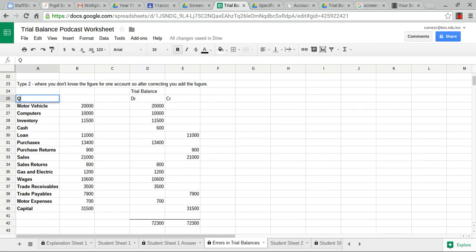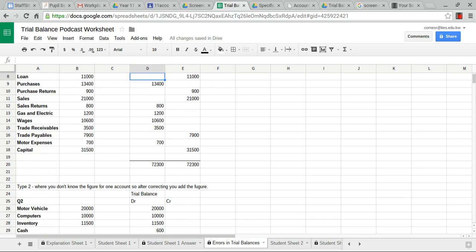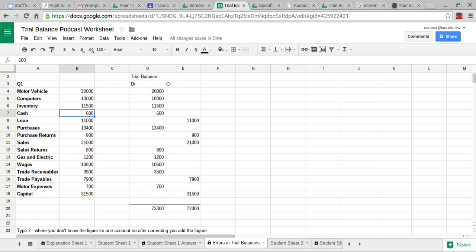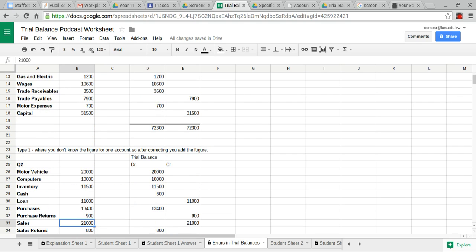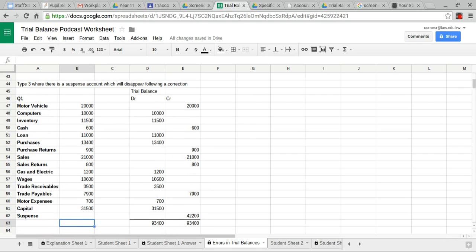Okay, we'll change that to question 2, just to make it simpler for everybody to use. And what we can see now is the two do balance. Also, if we look at the question above, because I haven't changed the numbers, the cash was 600. Okay, final type is where we've got something called a suspense account. What a suspense account is, is a number that's put in to make the two sides of the account temporarily balance while we're looking to find what the errors are.